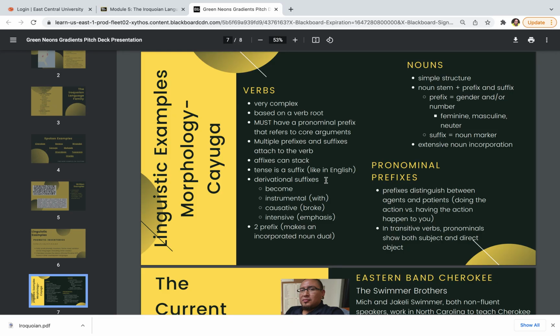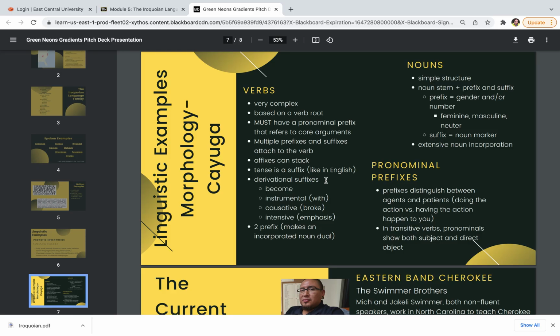They also have derivational suffixes. So derivational suffixes change the verb. For example, there's one suffix that makes it to become. So maybe raining is the verb, and you can add this suffix and it will start raining. You have an instrumental suffix. So this is like cut. You add this suffix and you cut with a knife, or you cut with a rock, something like that. You have a causative.